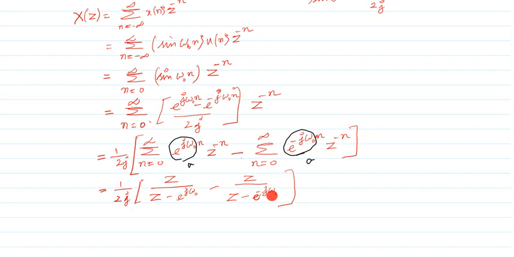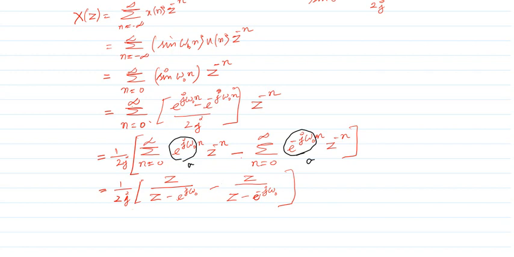Remember, it is plus j omega naught in the first term and minus j omega naught here. Even you can solve this directly, but I am using the relation we derived for a power n u of n. Instead of a, this term is there, so the answer would be like this.